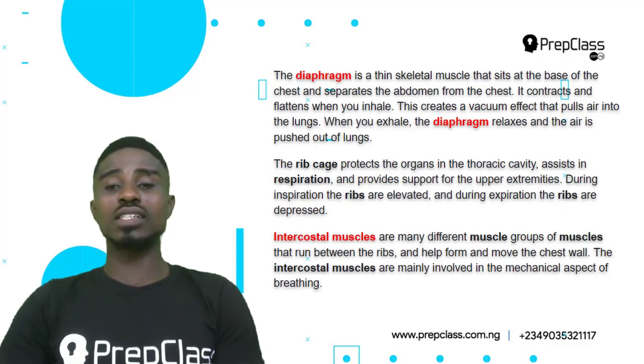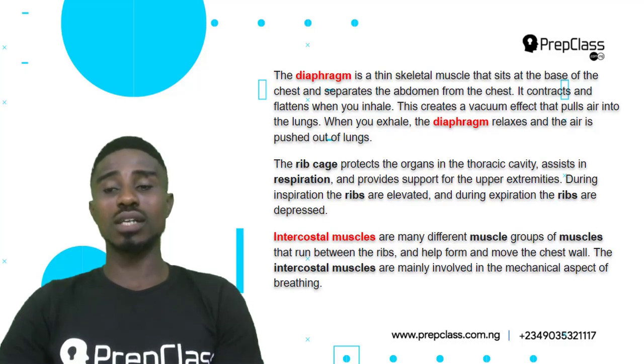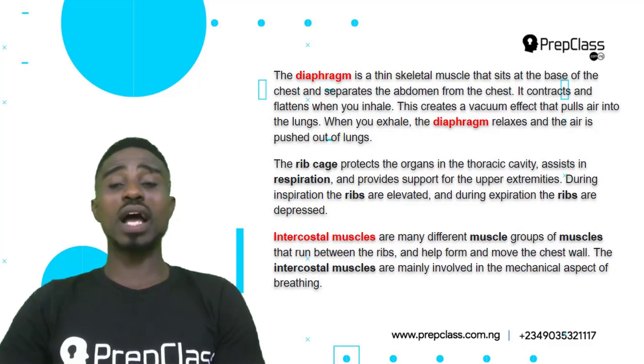The diaphragm is a thin skeletal muscle that sits at the base of the chest and separates the abdomen from the chest. It contracts and flattens when you inhale, so it takes part in inhalation. This creates a vacuum effect that pulls air into the lungs. When you exhale, the diaphragm relaxes and the air is pushed out of the lungs. So the diaphragm is involved in breathing.